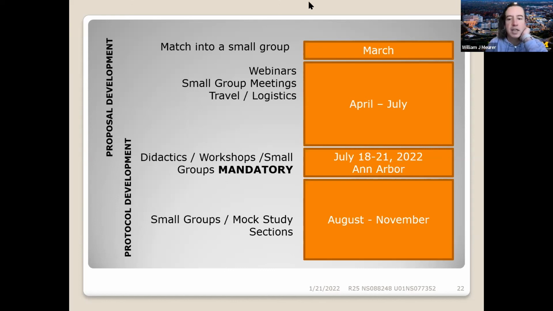And again, sort of the small groups, August, we tried to do some August meetings last year. We can probably say that the protocol development's up at the top, and the proposal development's at the bottom. I think I got those a little tweaked out. But September through November are when those other small groups and mock study sections will happen.